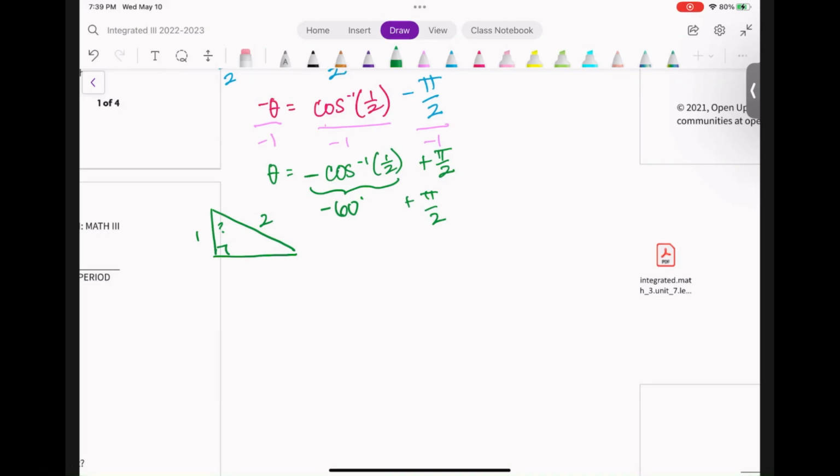Ms. Johnson, why did they give us the answer of negative 60 degrees? Because this was negative right here. So they were asking for the opposite of that. So here, we got our answer.